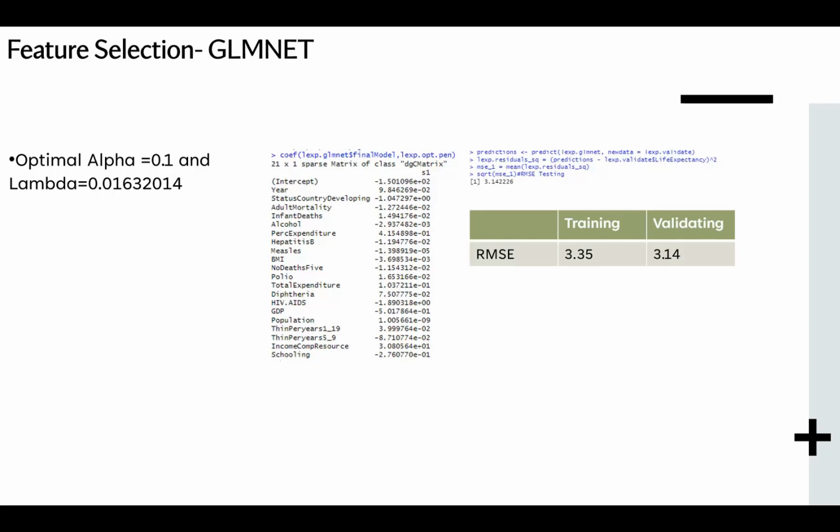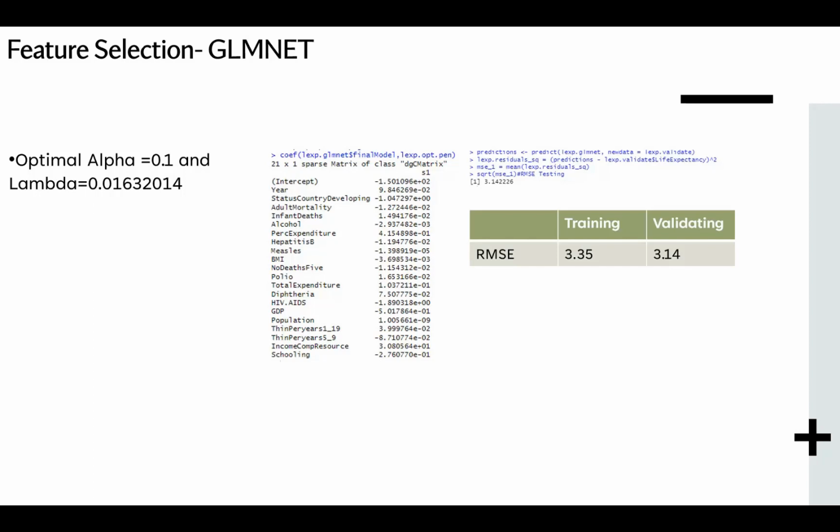It's worth noting that our model achieved an RMSE of 3.35 on the training dataset and an RMSE of 3.14 on the validation dataset. This means that, on average, our model predictions are off by approximately 3.35 units and 3.14 units from the actual value, respectively.